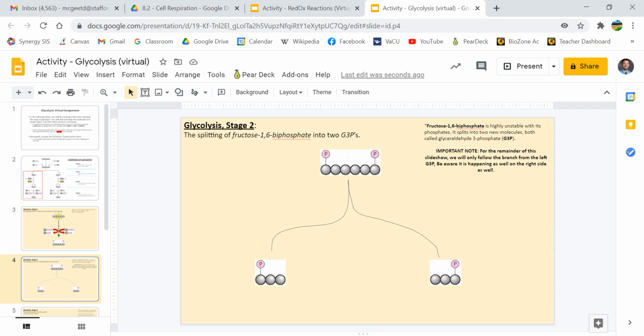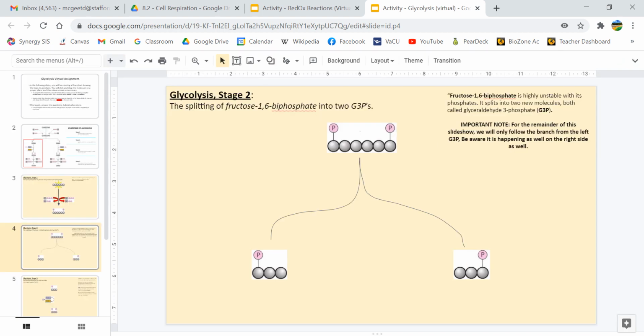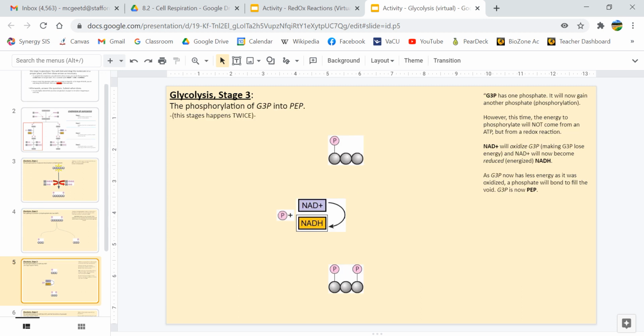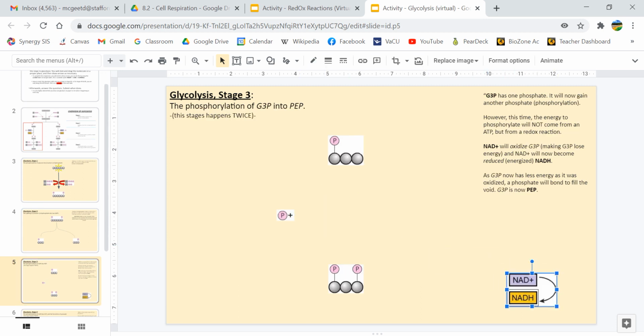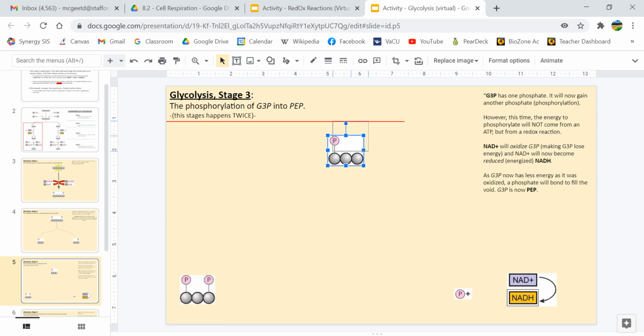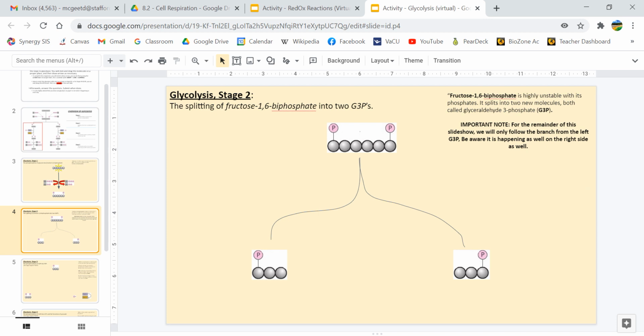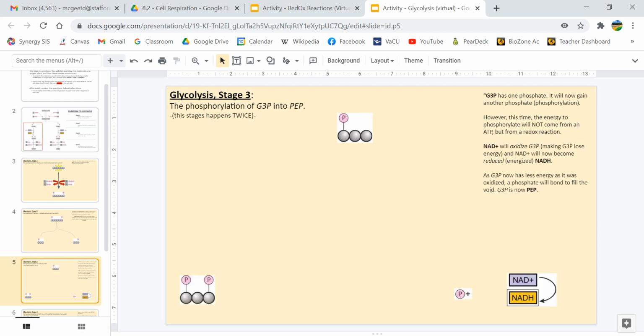Now, it's important to note that for the rest of this slideshow, we're only going to focus on one branch here, not the other. So we'll just look at this side right here, and we're going to follow down the line. But remember, it happens on both sides, so everything we're going to talk about in stage 3 actually happens twice. I'm going to go ahead and move these molecules to the side here like this. So the next step we're going to do is we are left with this. This is stage 2 again. We're left with this G3P, and here we are at the beginning.